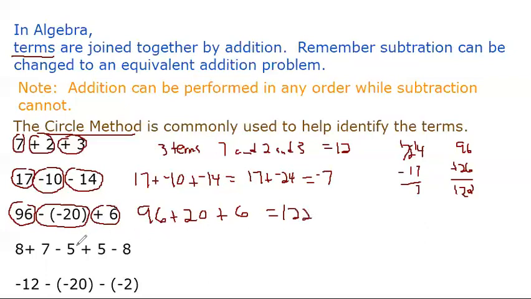Well, look at this next example. The first term is an 8. The second term is a positive 7. The third term is a negative 5. The fourth term is a positive 5. And the fifth term is a negative 8. And this time I'm not going to rewrite it. I'm just going to do it mentally here on this problem.